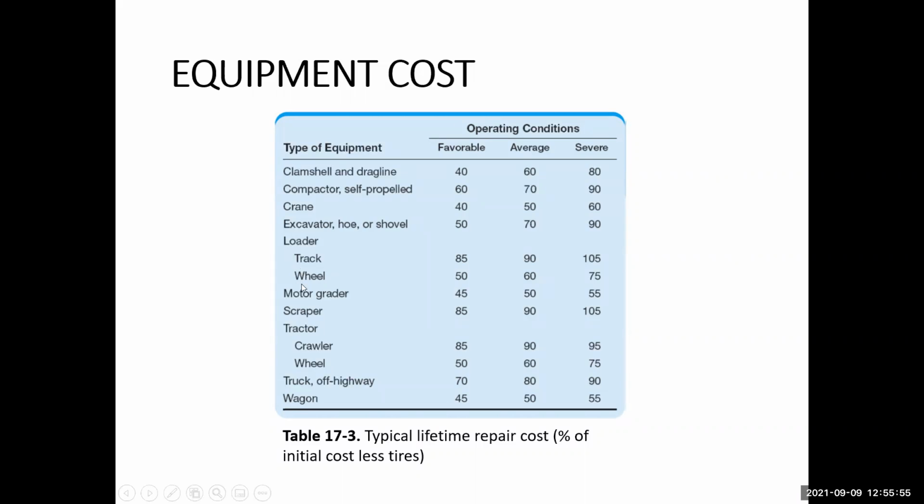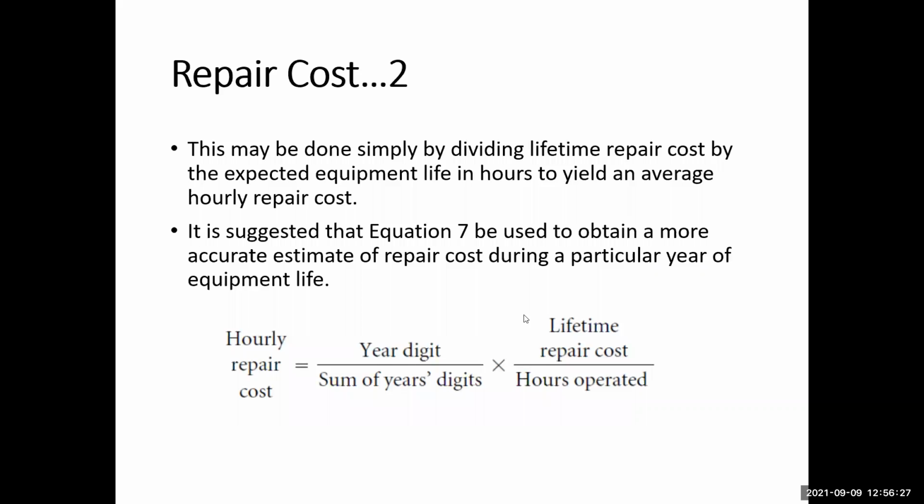For example, for a motor grader, under the favorable condition, it is 45% of the initial cost of the equipment minus the cost of the tires, okay? Or it is 50% in the average condition, or 55% in the severe condition in the case of the motor grader. But remember that what we are getting here is the overall for 5 years, say, if the life of the equipment is 5 years.